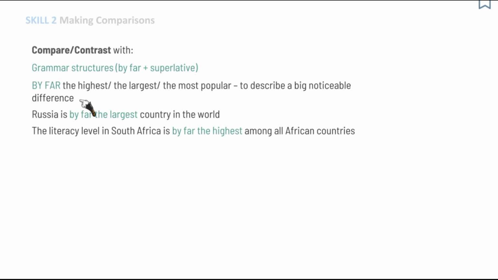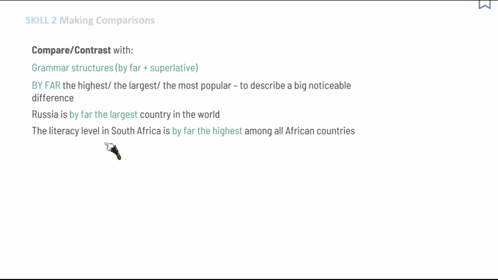Let's have a look at this example. Russia is by far the largest country in the world. So if you remember the map, Russia is huge. It's really the biggest country in the world, and it is much bigger than other countries. So for situations like this, when we're talking about a big, noticeable difference, we can put this little phrase, by far the largest, by far the highest, by far the most popular.